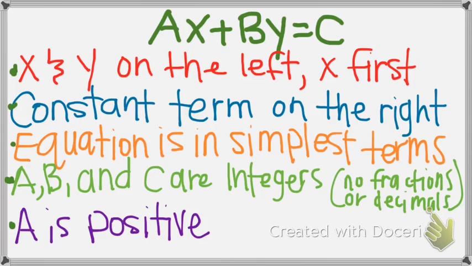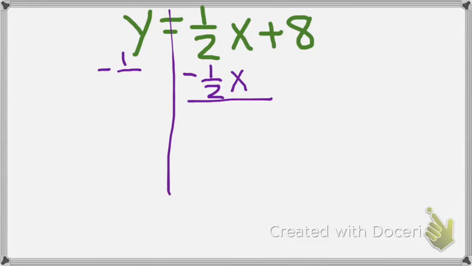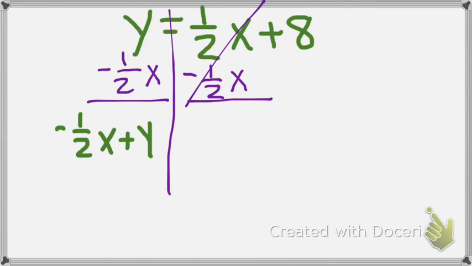Let's take a look at our first example. y equals 1/2 x plus 8. Well, our first rule says that x and y have to be on the left side. So what I need to move is the 1/2 x. And I'll move this term by subtracting 1/2 x from both sides. This way they'll cancel out on the right, and I'm left with negative 1/2 x plus y equals 8.